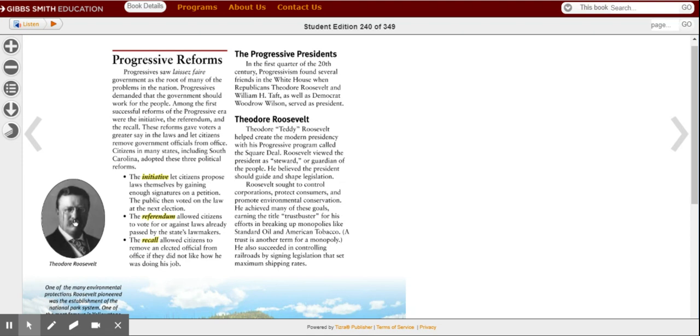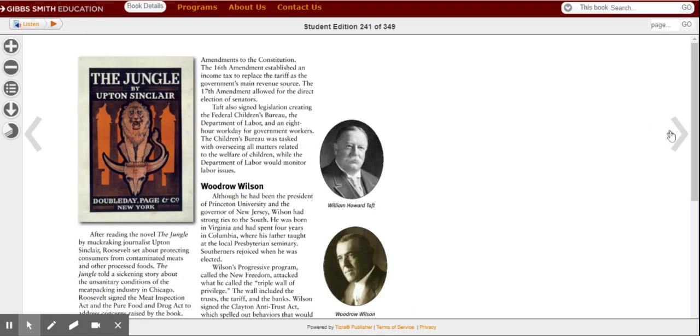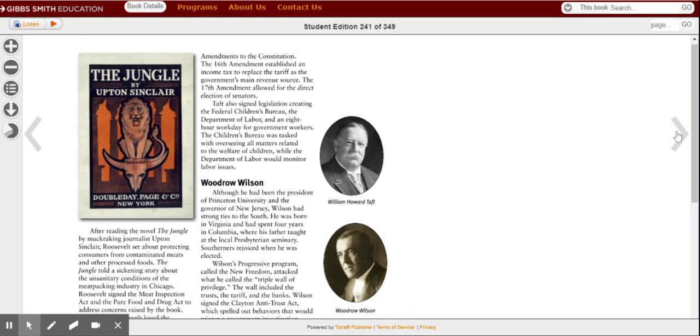He viewed the president of the United States as a steward or guardian of the people and believed that the president should guide and shape legislation. Roosevelt sought to control corporations, protect consumers, and promote environmental conservation. And he achieved many of these, and he even earned the title of trust buster. So he broke up a lot of monopolies like Standard Oil and American Tobacco. So, you know, depending on how you look at it, Teddy Roosevelt was doing a good job. Let's see. Woodrow Wilson, let's not get into him.